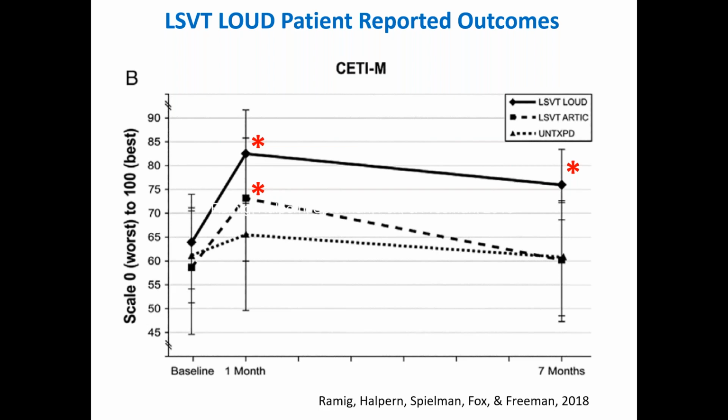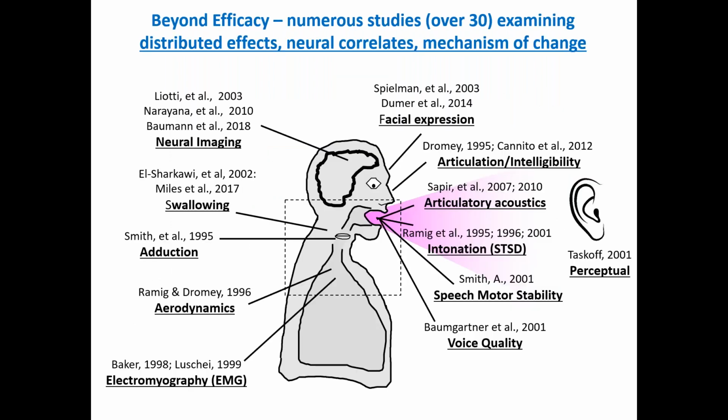And so we can see some nice changes here, again, improving from pre to post and maintaining those gains out to 6 months, so that patients are also perceiving that they are improving in overall communication effectiveness. And this is a nice slide that shows you, again, with the focus of only vocal loudness, that we see this spread of effects into many other areas related to communication.